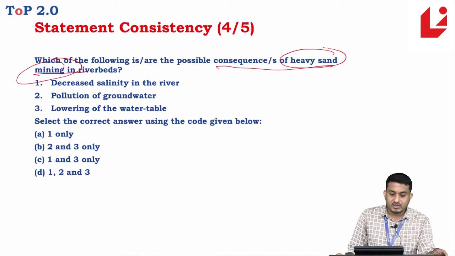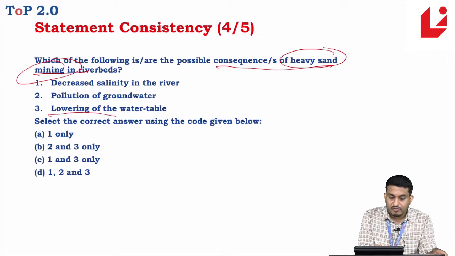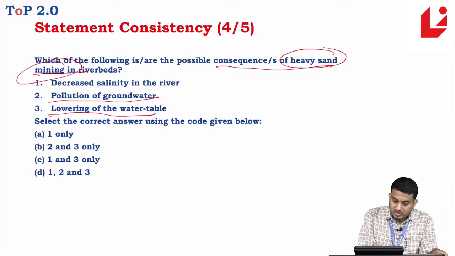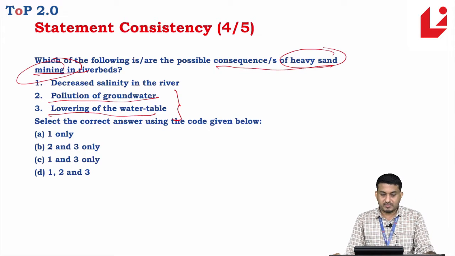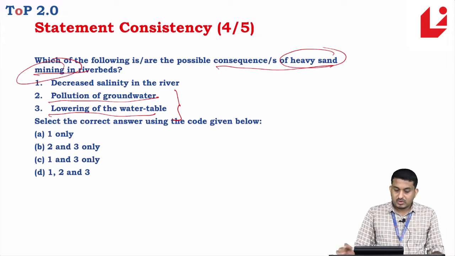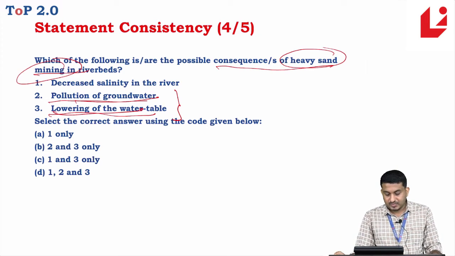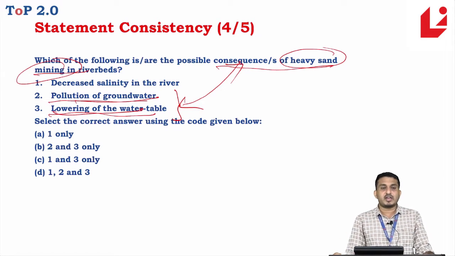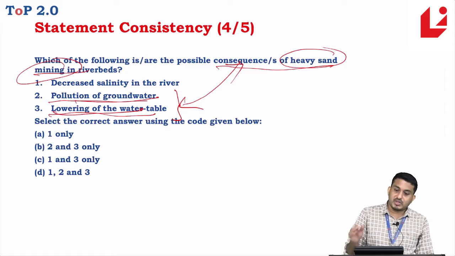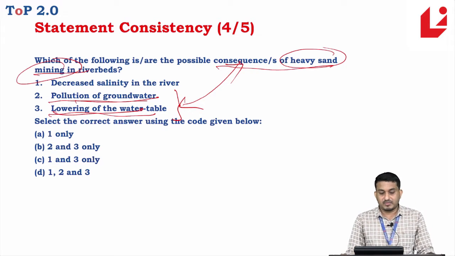Now if you see statement 3, lowering of water table. Statement 2, pollution of groundwater. Both have a negative connotation. If something is bad, consequences cannot be positive. So these two are negative consequences. It is consistent with the question. Here we are actually checking not just the consistency between the statements, but consistency between the question as well as the statements.